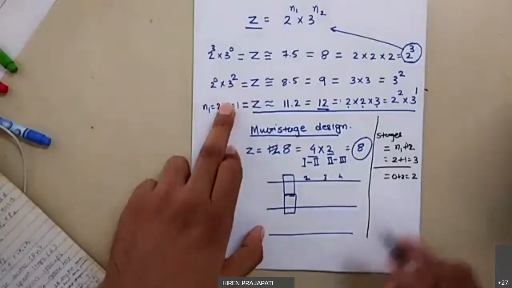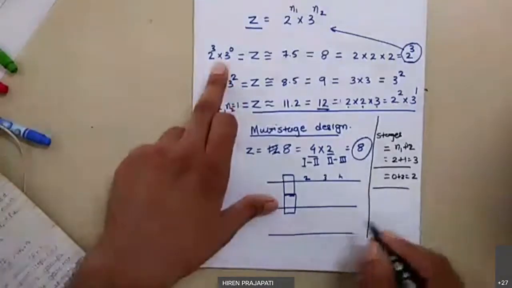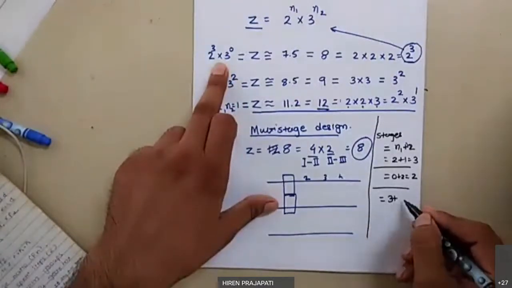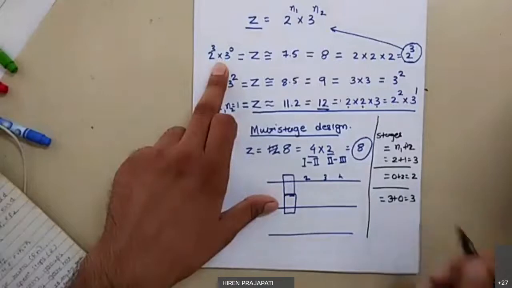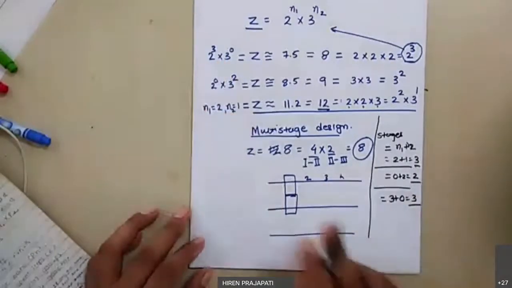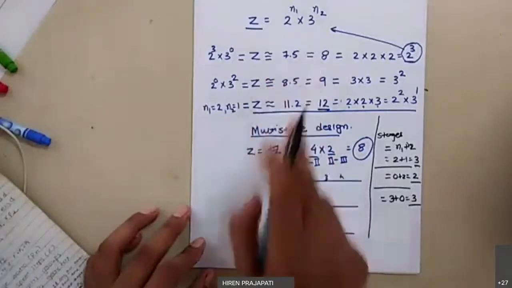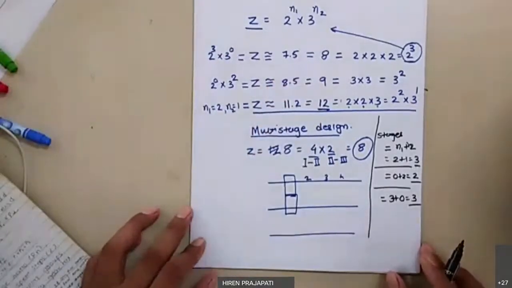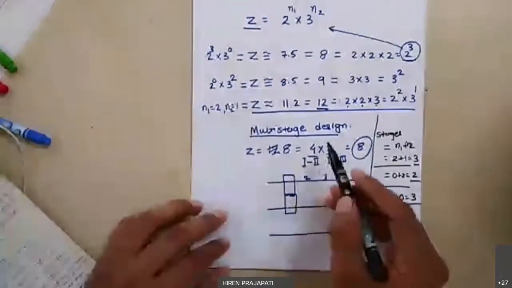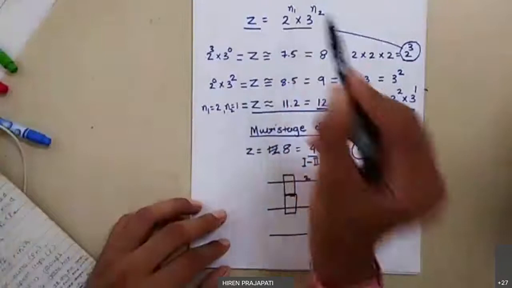Again, if you go for this first case, then n1 is 3 and n2 is 0, then you need to go for 3 number of stages. So in this way we can determine the number of stages required to achieve the required speeds from the gearbox. Clear? So this is the generalized equation. Now let us write this in a more general form.